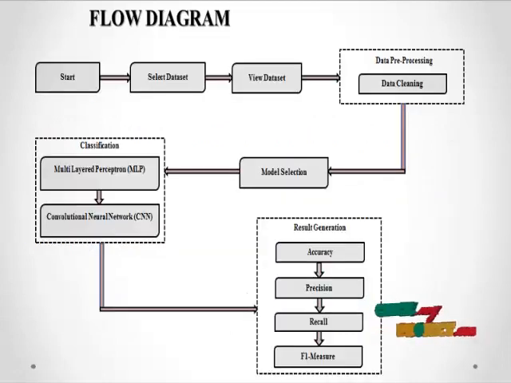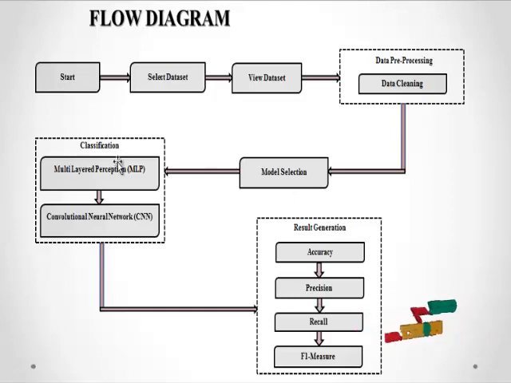And this is our flow diagram. First, start our project, then select our dataset. Dataset means echocardiography, used in our base paper, and then view our dataset, and then data preprocessing. Data preprocessing is a data cleaning method to remove null or empty values from our dataset, and then model selection. Model selection means to split our dataset into train dataset and test dataset. Ratio means 70-30 or 80-20 to split our train and test dataset.